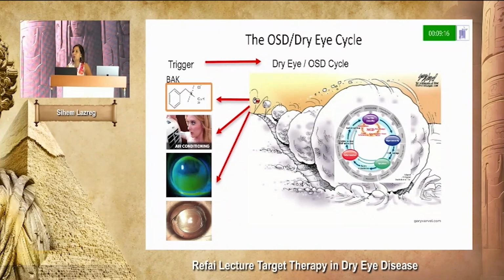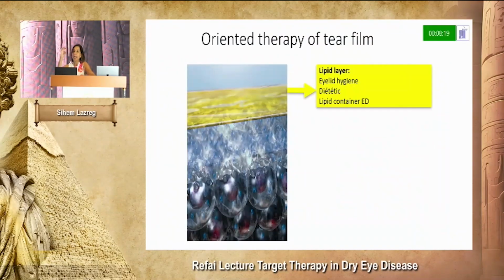For the inflammation, we know the anti-inflammatory drugs, the autologous serum, omega-3 fatty acids, many things. And for me also, because 78% of dry eye is MGD, we need to treat the lids and the meibomian glands. If we go back to the anatomy of the tear film, we need to target the anatomy, not the vicious circle.